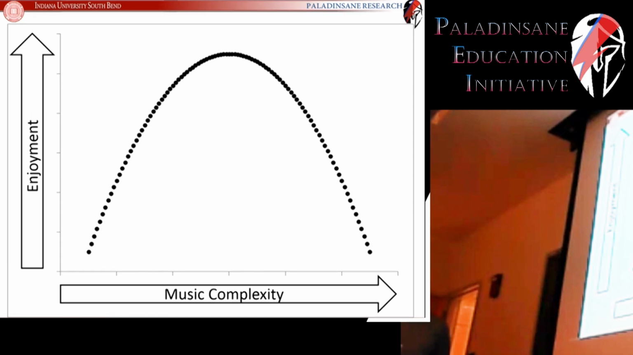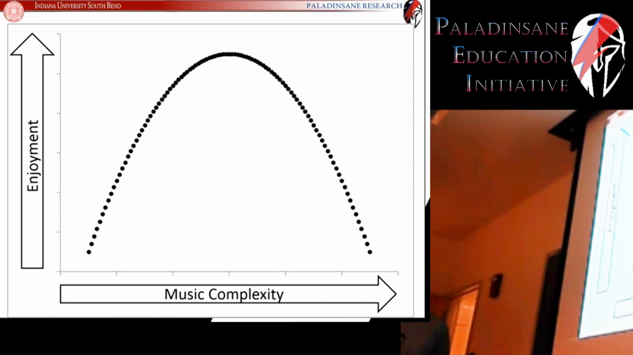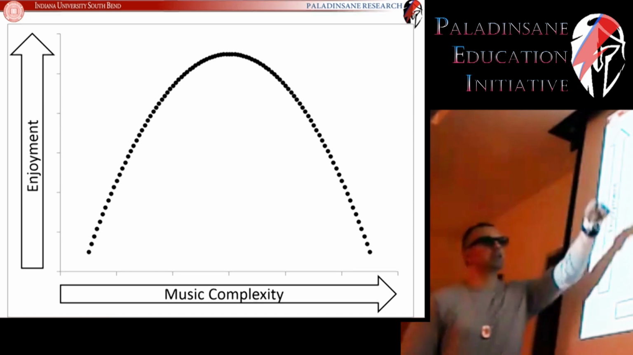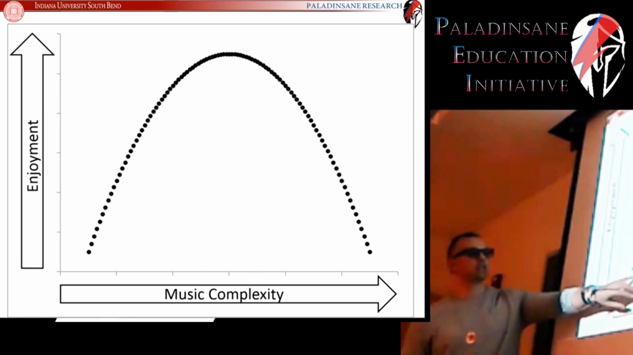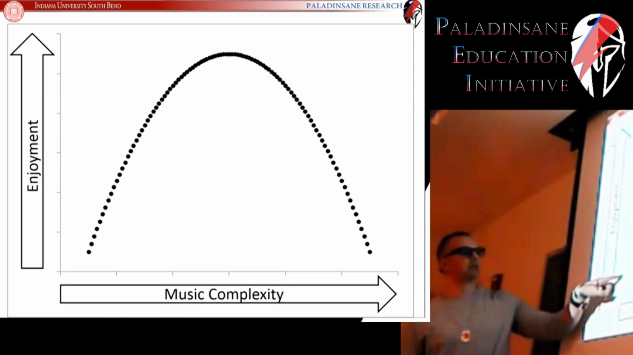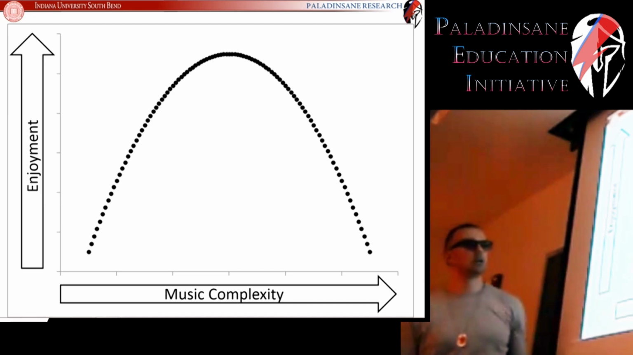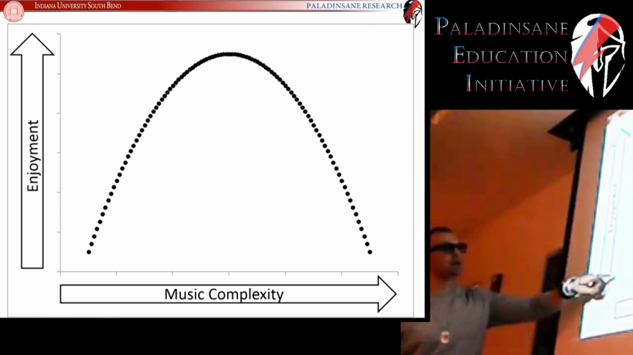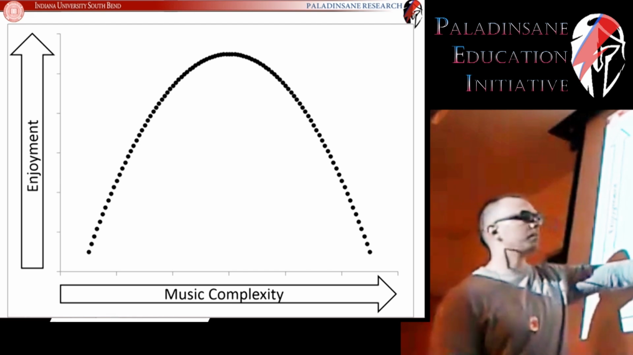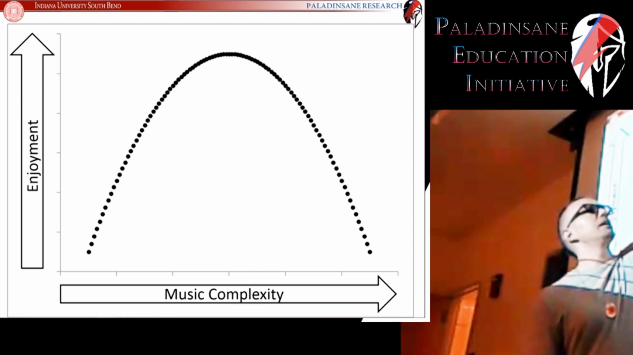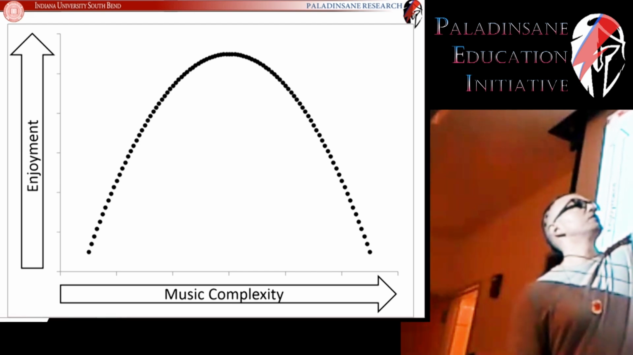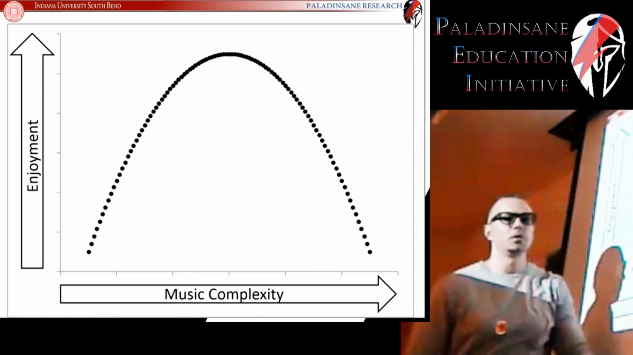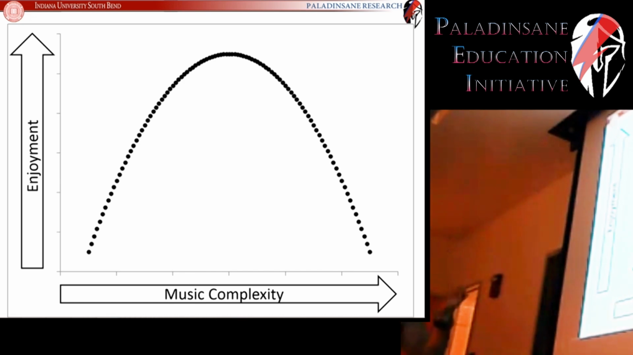So here we've seen this example before, music complexity and enjoyment. This is a curvilinear relationship because music that has low complexity typically is not enjoyed by individuals. Music that has high complexity, typically not enjoyed by individuals. Music somewhere in the middle, this is the stuff that is pop music, mainstream music, highly enjoyable music by most people. This is a perfect relationship.